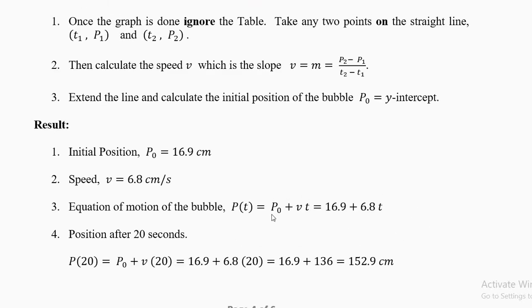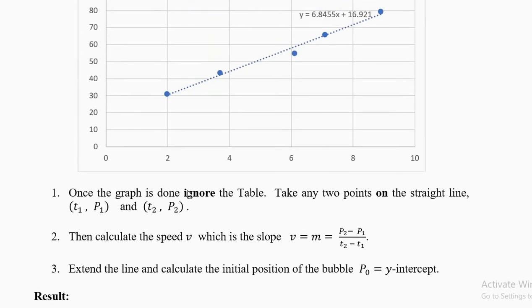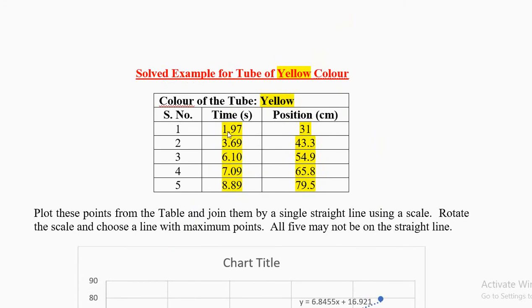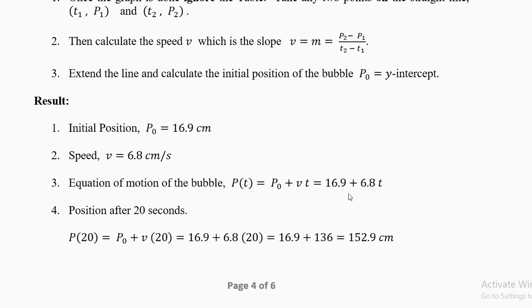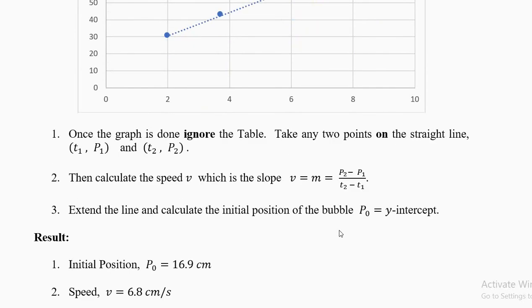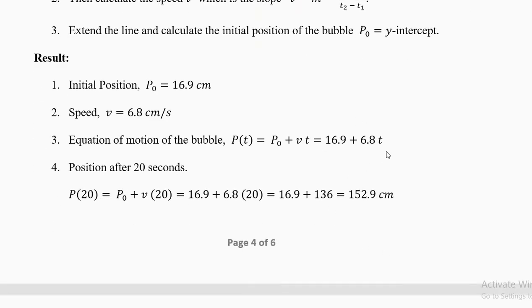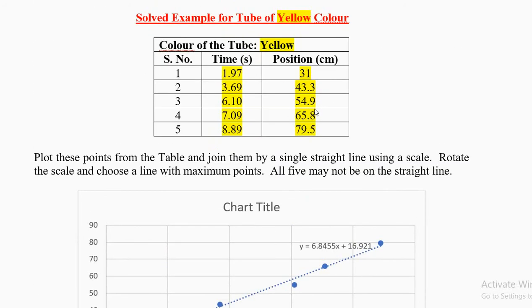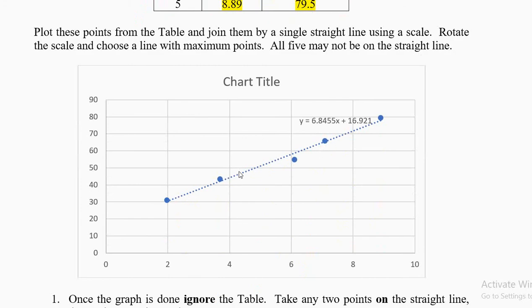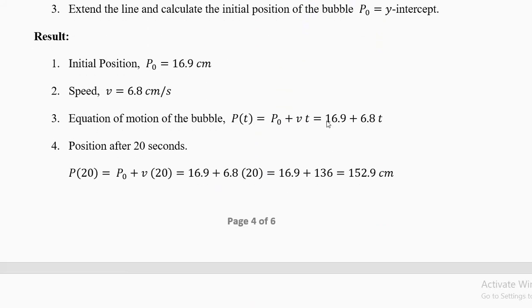This equation can be used to calculate the position of the bubble even before 2 seconds. If you want to know what happened at 1 second, put t equal to 1. You will get 16.9 plus 6.8, that will be 23.7 centimeters. So this equation will help you to know the position of the bubble at any time. So let me repeat. You start with your data from the lab, put the 5 points, draw the line. And from the line you will get the equation. After you get the equation, don't look at the line.